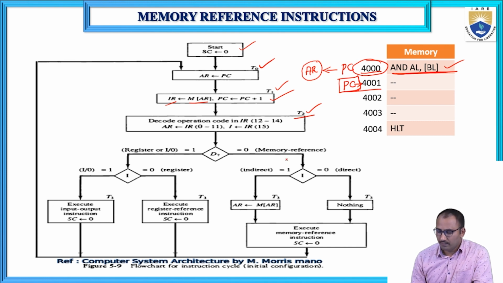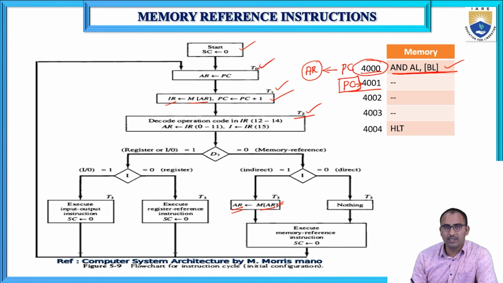After that, during T3, M of AR, the effective address of that particular memory location after decoding, will be placed in the address register. After T3, next T4 is there.